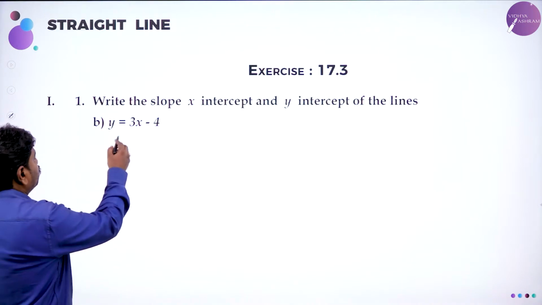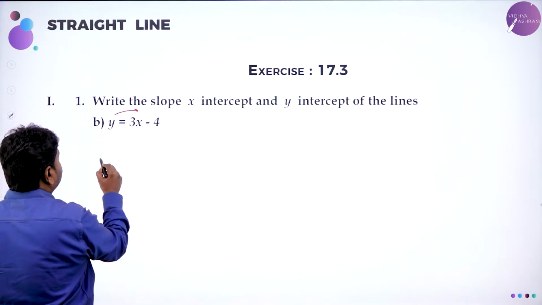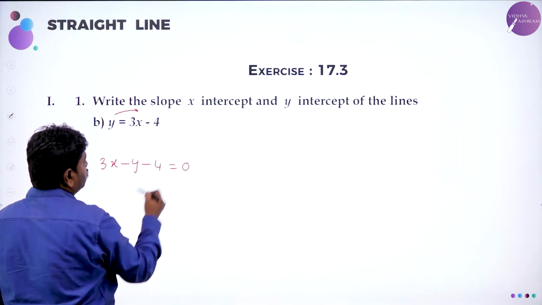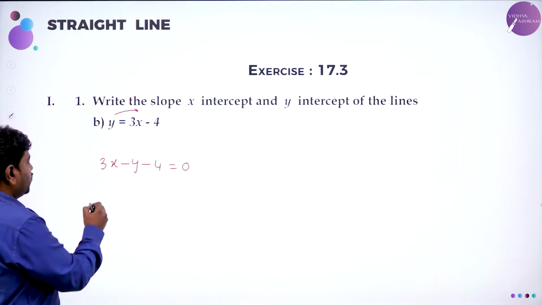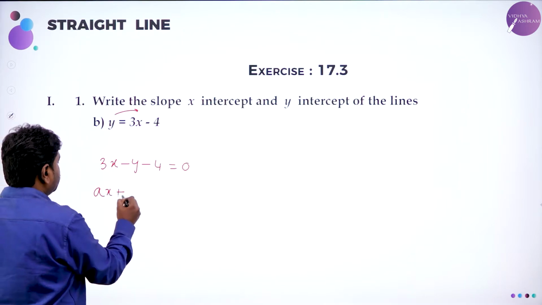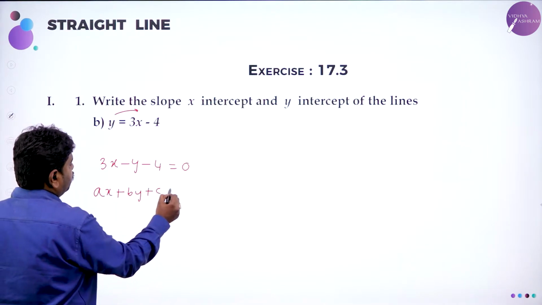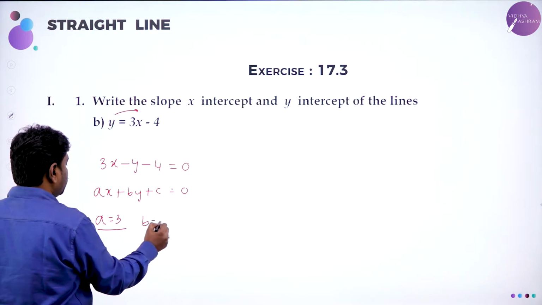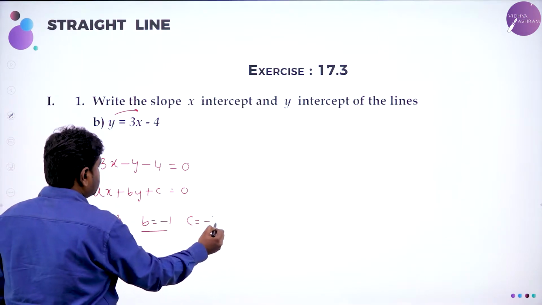Next problem. So first rearrange. Transfer y to RHS. So can I write this as 3x minus y minus 4 equal to 0? This is the line. Now the line is in what form? Ax plus by plus c equal to 0. And you have a value 3 and b value minus 1, c value minus 4.